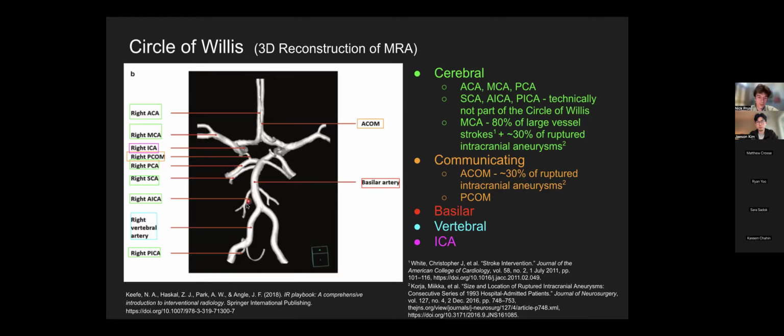I've just included those for completeness because they're labeled on this image, but they're not technically part of the circle of Willis. And then something important to know for the middle cerebral artery, 80% of large vessel strokes occur here, and then also a remaining 30% of intracranial ruptured aneurysms occur in this area too. So that's probably the main significant point in this area.